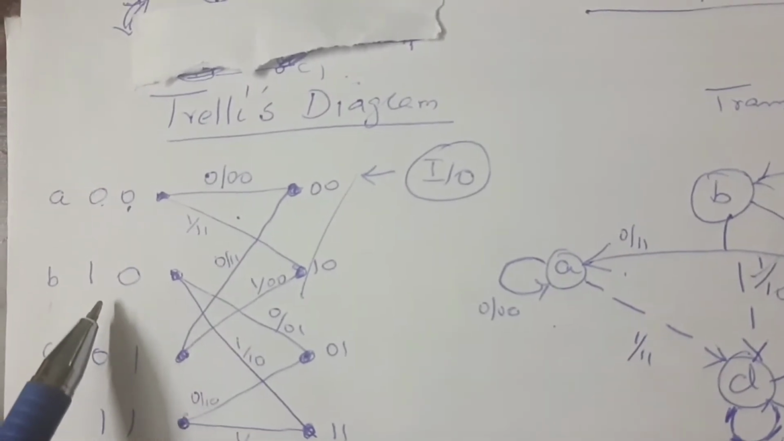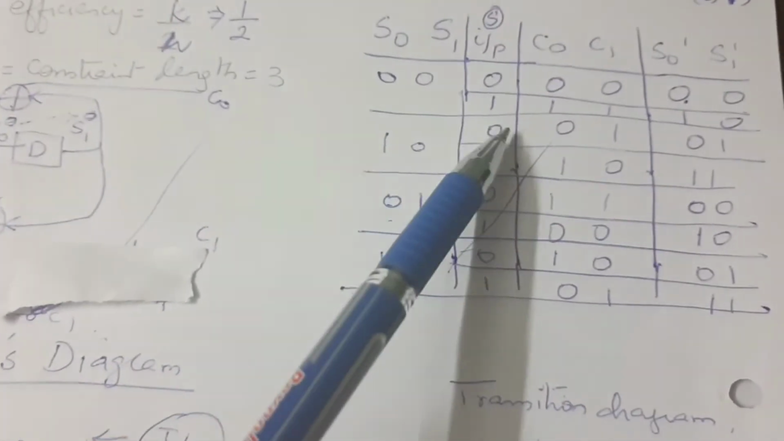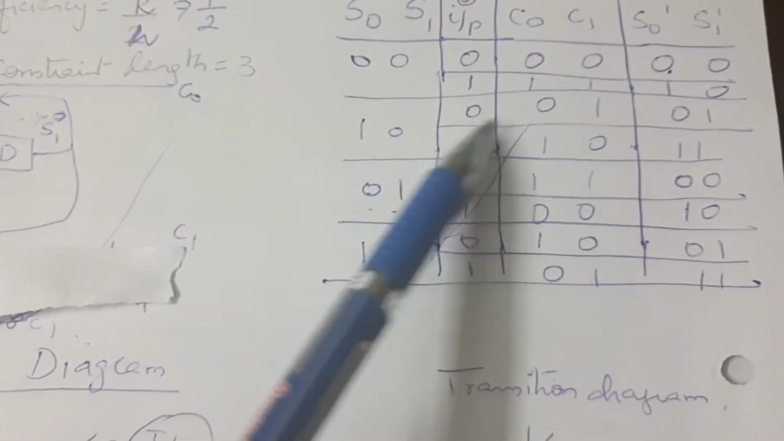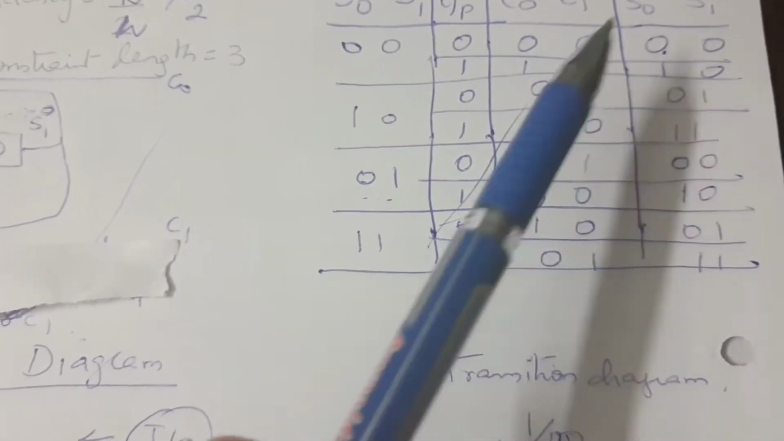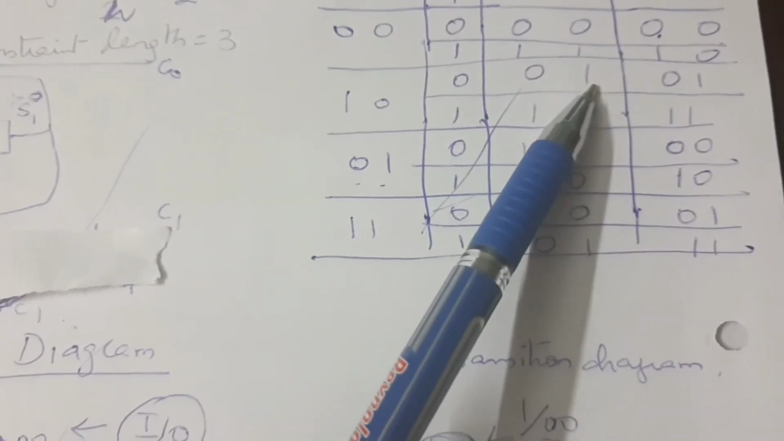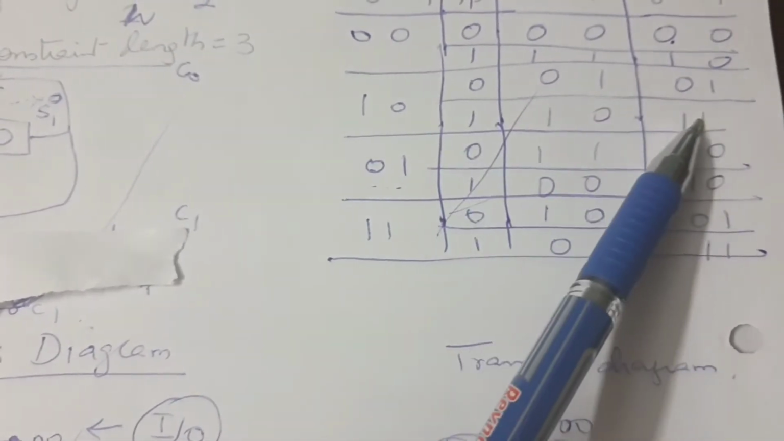Similarly, you have to do for this condition. So 1, 0, 1, 0, when you go to the truth table, under the input 0, it is moving to next state 0, 1. It produces an output of 0, 1. Similarly, 1, 0, it is 1, it will move to 1, 1.